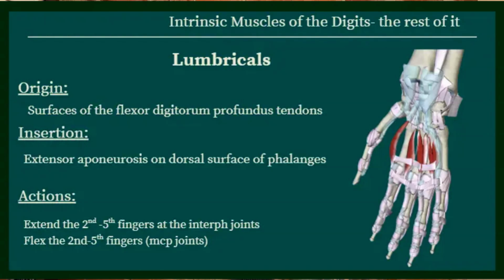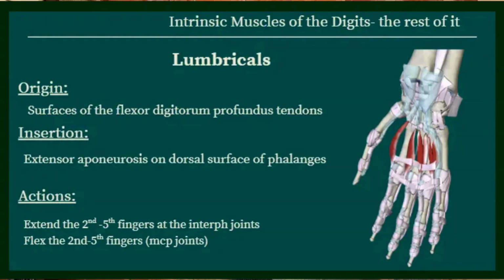Lumbricals, we need them. They attach to the surfaces of the flexor digitorum profundus tendons. So they attach in here, okay? And then they insert on the extensor side. So they're on the flexor side and on the extensor side, and they grow through, and they attach to the extensor aponeurosis on the dorsal side of the phalanges. So there's going to be an extensor aponeurosis here, and they help you to be able to do this.